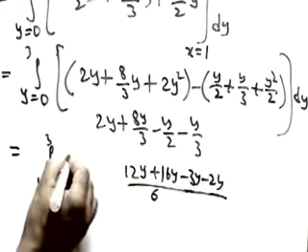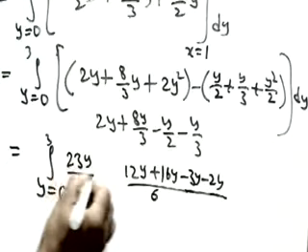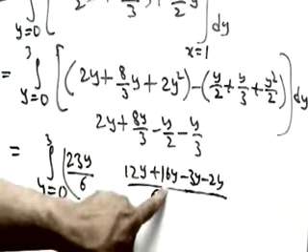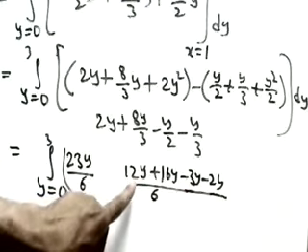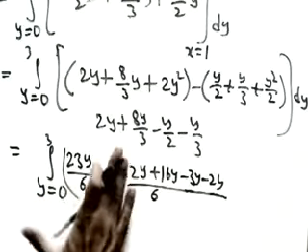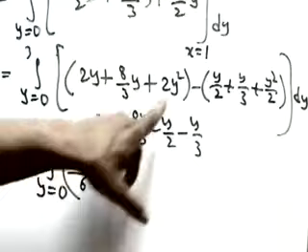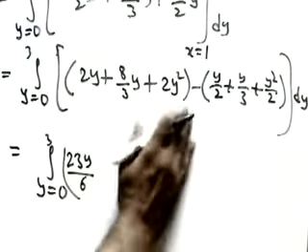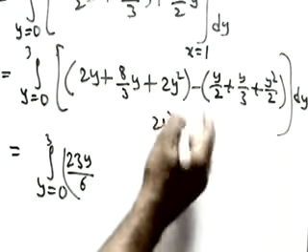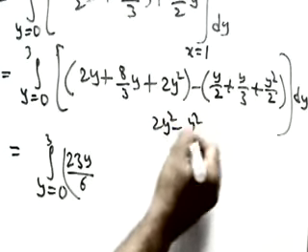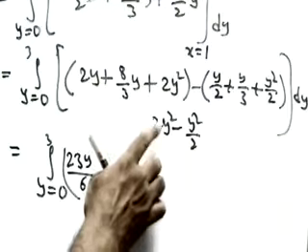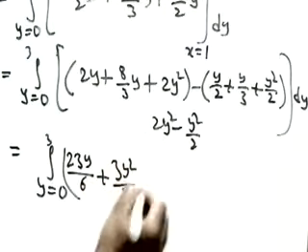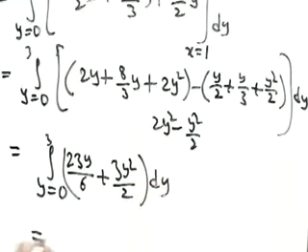11 plus 12 is 23, so 23y by 6. Once more, 16 minus 5 is 11, 11 plus 12 is 23, 23y by 6. Finished. Now let me write the terms of y square. We are having two terms: 2y square minus y square by 2. 2 2s are 4, 4y square minus y square will be 3y square by 2.